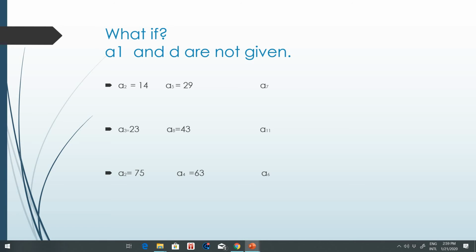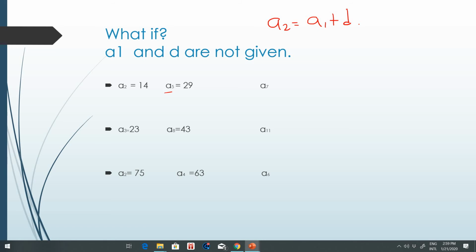Now, what if they don't give us A1 or D? They just give us some of the numbers in the sequence, but they don't give us A1 or D. And then we still have to find other numbers. How are we going to do it? Okay, cool. I know that A2 is A1 plus D.